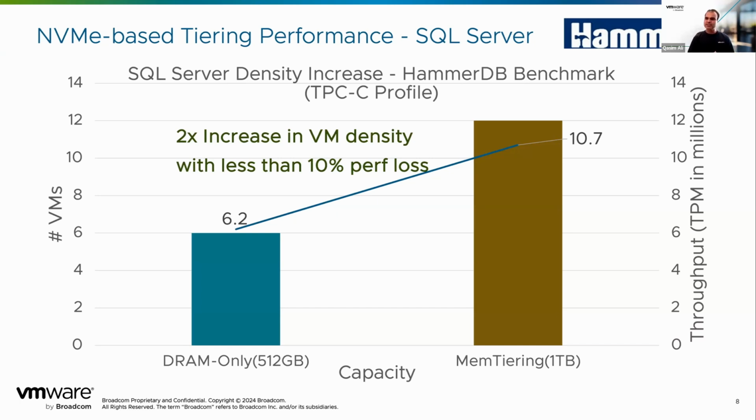How do I measure this 10% performance loss? If you look at this brown bar, memory tiering 1 terabyte config, this means you have 512 gigabyte of DRAM and 512 gigabyte of NVMe. Now I have configured an equivalent system using just 1 terabyte of all DRAM. So in this case, your transactions come out to be around 11.8 or 11.9 million. So that percentage difference is around 9 to 10%.